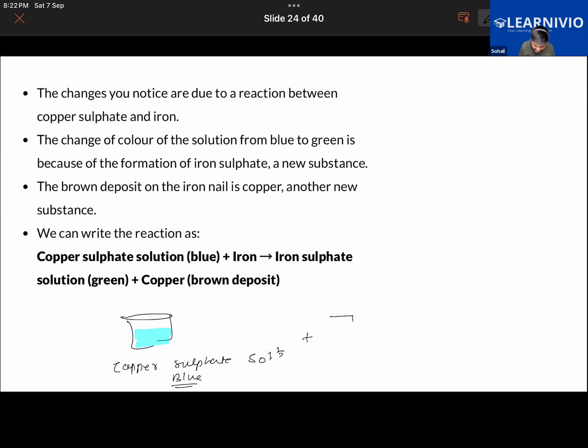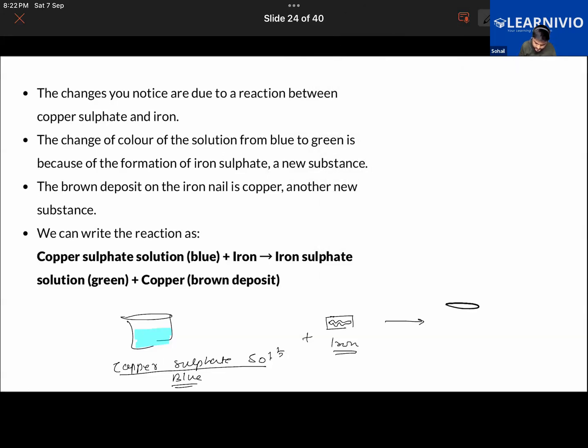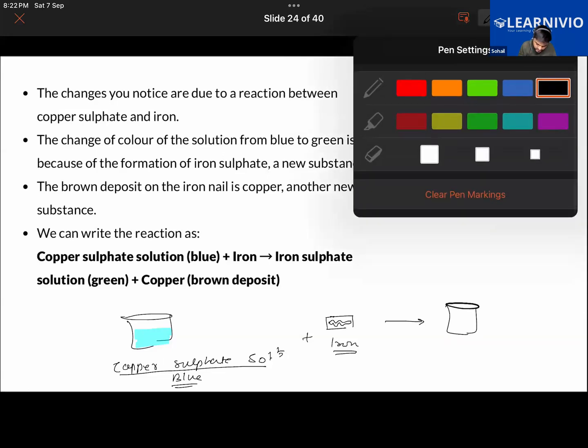Let's say you have taken an iron blade like this, a shaving blade. So you have taken an iron and a copper sulfate solution. Then what happens? The color of the copper sulfate now changes to green in color. The color changes to greenish here.